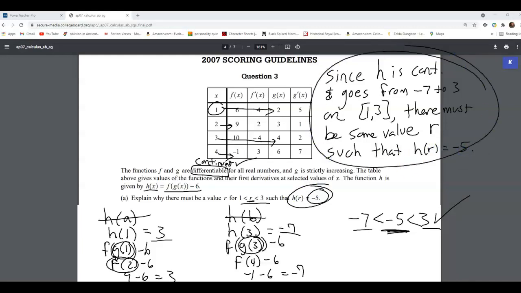What kind of work would you need to show on this? Really just two things. You would need to show your work of how you got 3 and negative 7, and then you'd have to have your paragraph. The rest of it's really not needed to be written at all. So that would be part A. Let's move on to the next one.